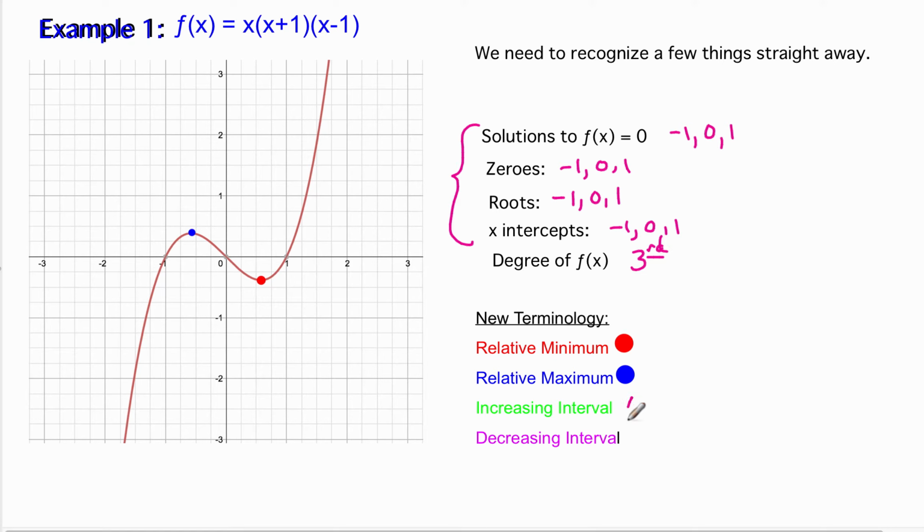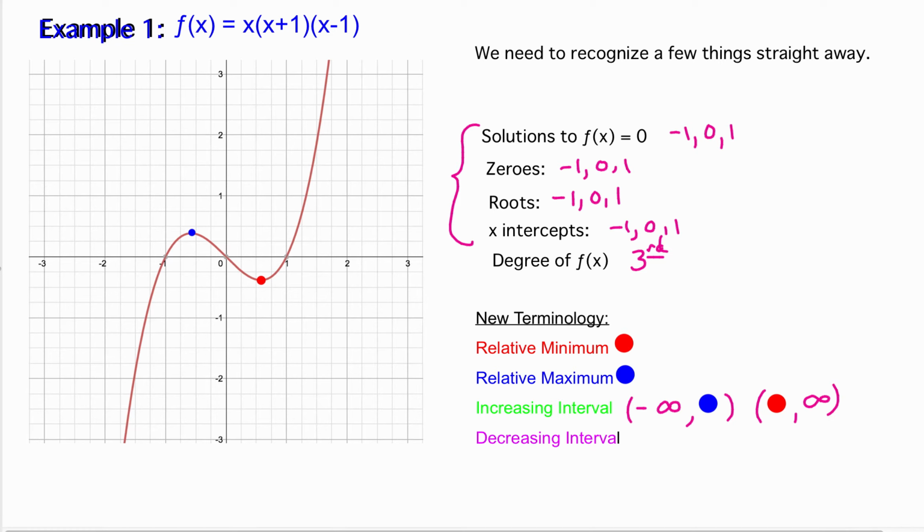So our increasing interval is stating that we were going from negative infinity, and for right now, just to give you an idea, to our relative maximum, whatever point that was. And we don't know what that point is. It wasn't obvious. And then we use open bracket. And then we had another increasing interval that went from our red relative minimum point, whatever that was, and again, open bracket, to positive infinity.